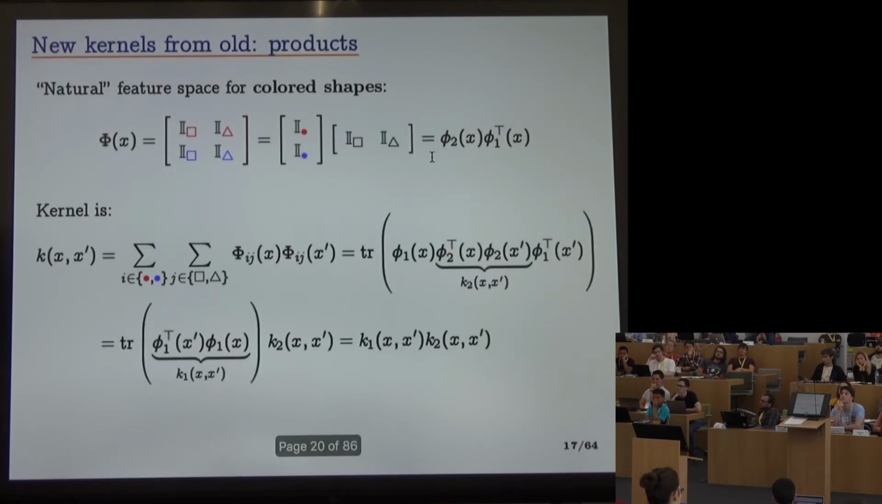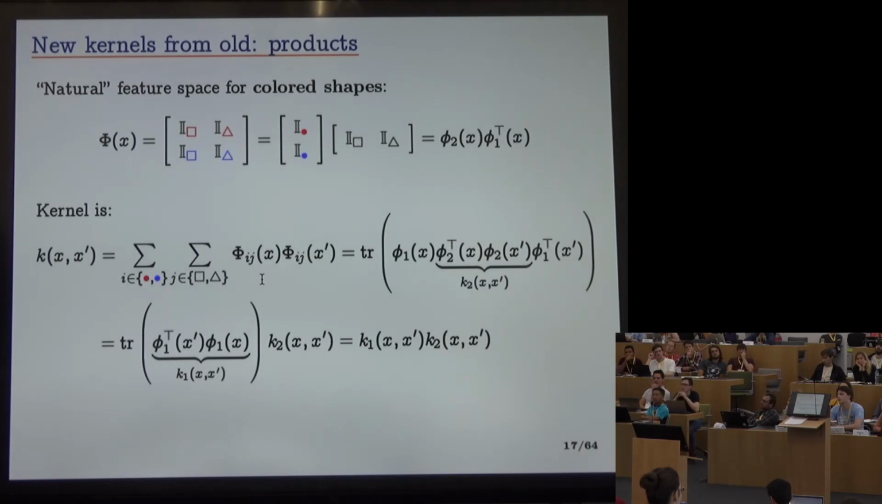So what is a kernel, right? My kernel is the sum over all possible pairs of colors and all possible pairs of shapes of the color shape features. Okay? So if the colors agree and the shapes agree, my kernel will be 1. If there's any disagreement, my kernel will be 0. Okay? Now, because I've written these as a matrix, I can write this as a trace of this outer product, phi1, phi2, and this second outer product, phi2, phi1 transpose. Okay? If I do this trace of this product of outer products, I'm going to get this double sum. You can prove that to yourself. It's a very short proof.